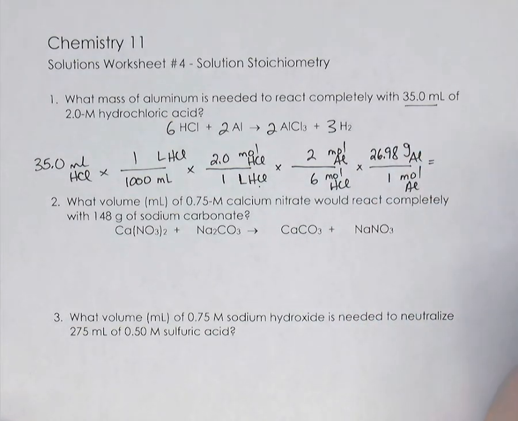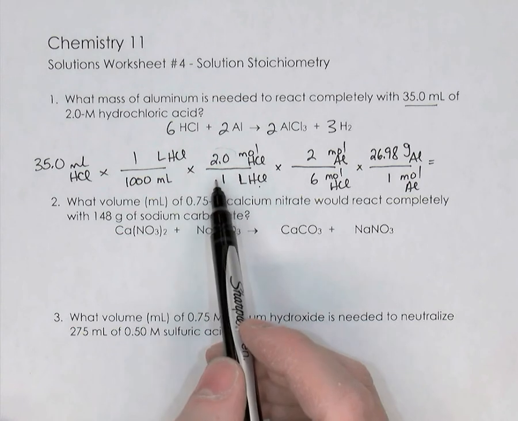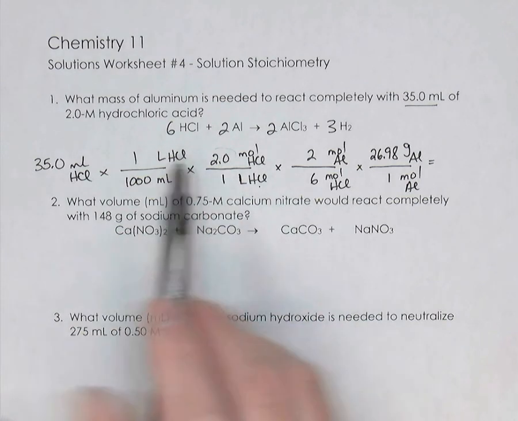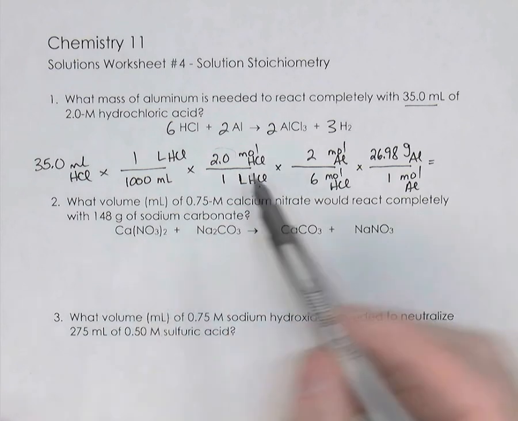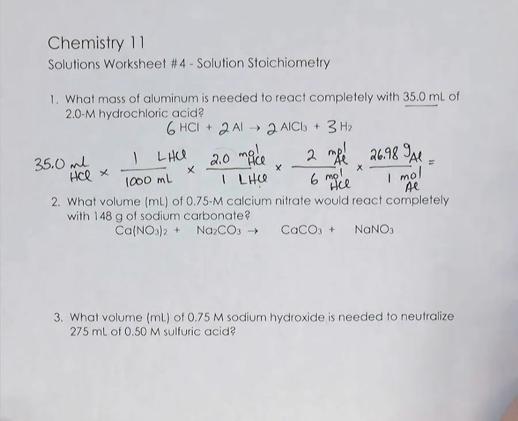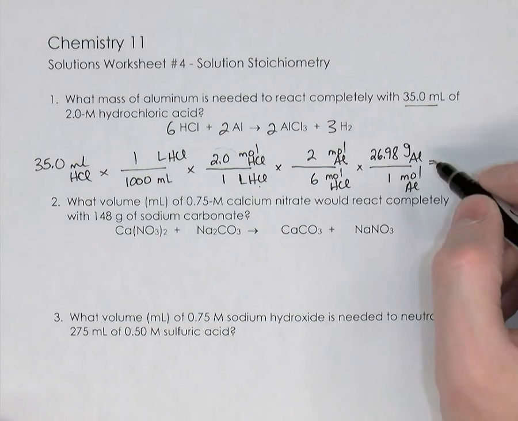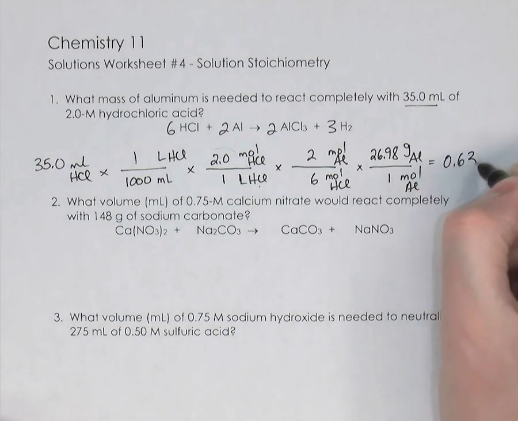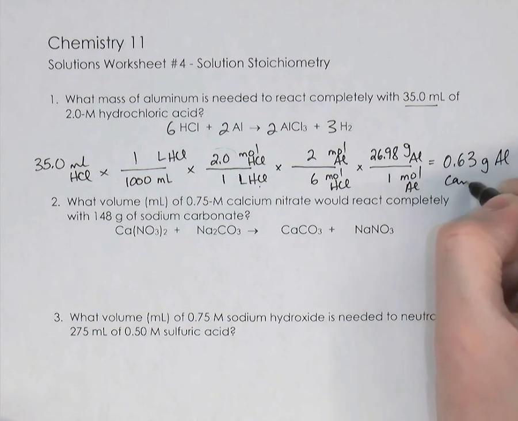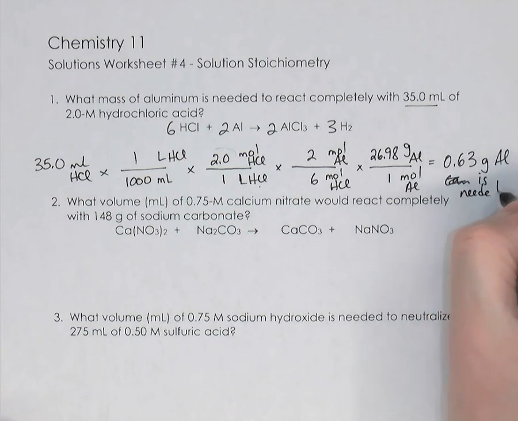Grabbing a calculator and multiplying and dividing as needed, we're going to keep 2 digits in our final answer because of this concentration, 2.0. It had the smallest number of significant digits. Remember that the coefficients are considered pure numbers. They're not measured quantities, so you don't use them to round off your answer. So doing this on a calculator, you'll see the final answer is 0.63 grams of aluminum is needed, I guess. That's a good phrase. Is needed to react with our acid. Okay, so that's 35 mL of hydrochloric acid would dissolve 0.63 grams of aluminum metal.